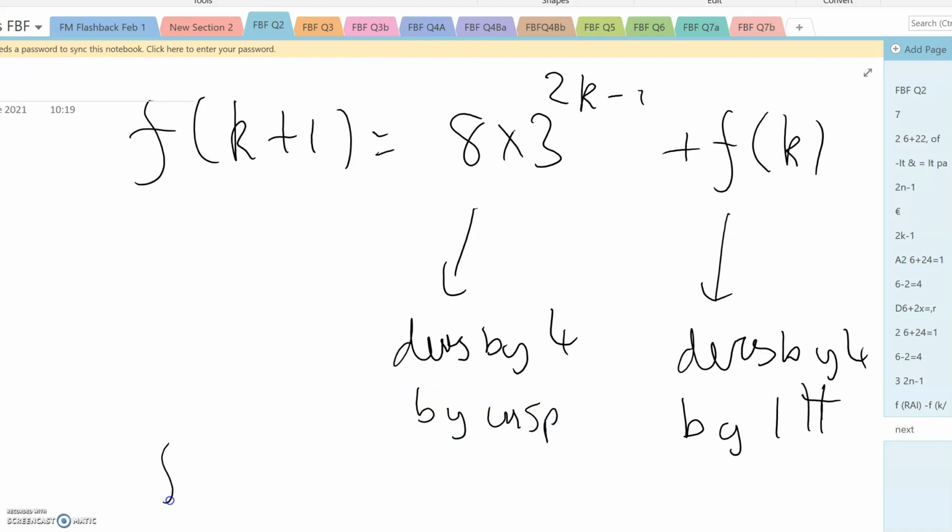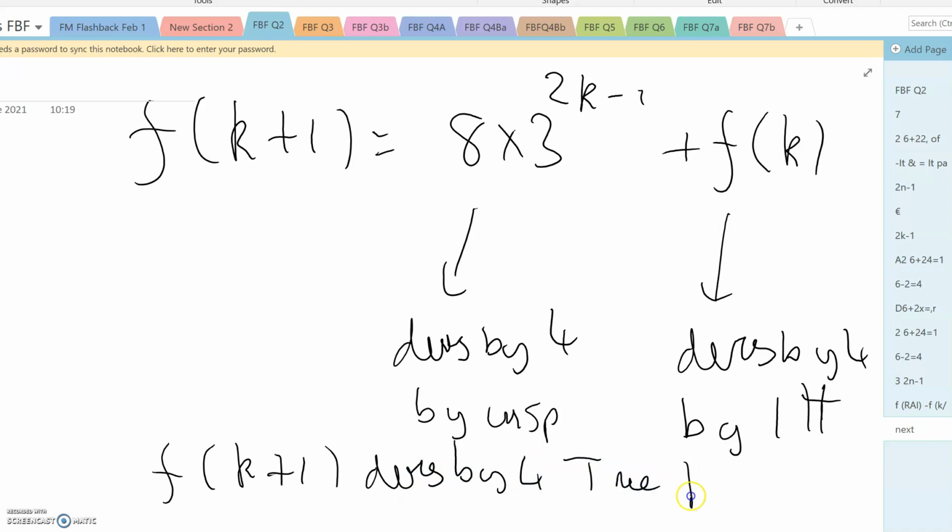Put them together, that means f of k plus 1 is divisible by 4. So it's true for n equals k plus 1. And therefore it's true for all positive integers n by the principle of mathematical induction.